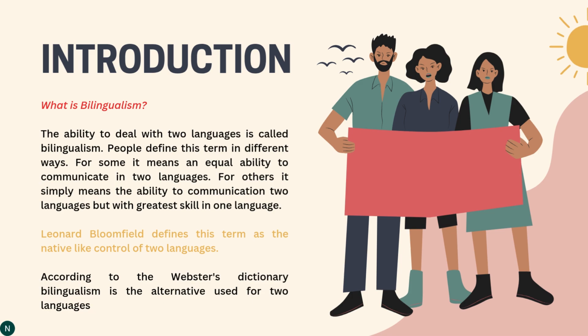For some, it means an equal ability to communicate in two languages. For others, it simply means the ability to communicate in two languages but with greater skills in one language. Leonard Bloomfield defined this term as the native-like control of two languages. According to Webster's Dictionary, bilingualism is the alternative use of two languages.